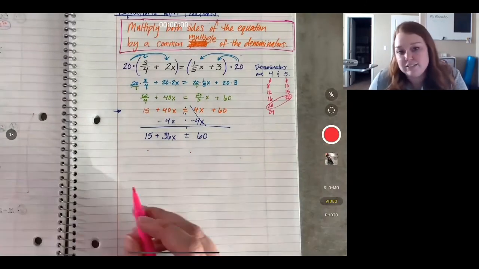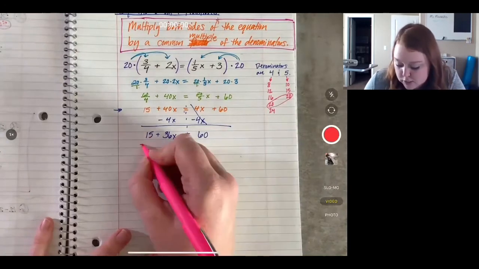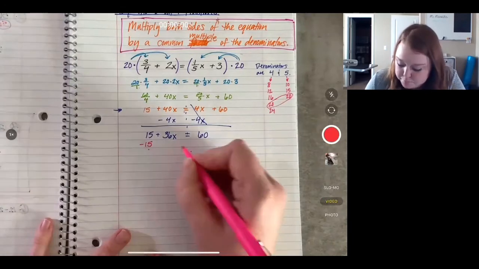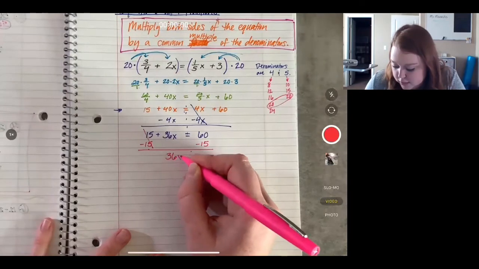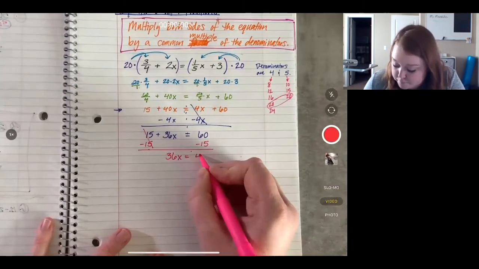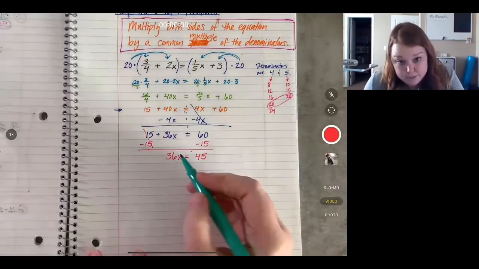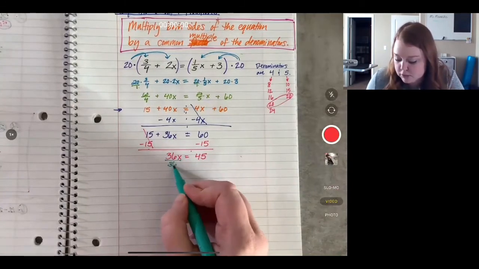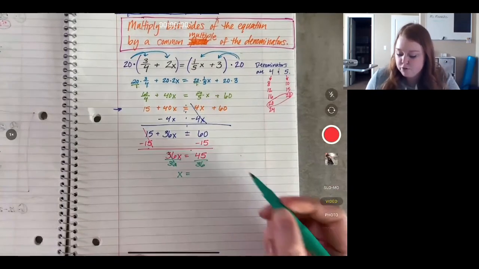So we put all our variables to the left, awesome. Now we're going to put our constants to the right. So I'm going to cancel out this constant of 15. Since it's positive 15, I'm going to subtract 15. Whatever I do on one side, I do to the other. And I'm left with 36x equals 45. X is not by itself, so to get it by itself, we're going to divide by that coefficient of 36.